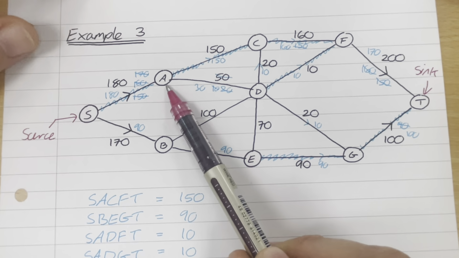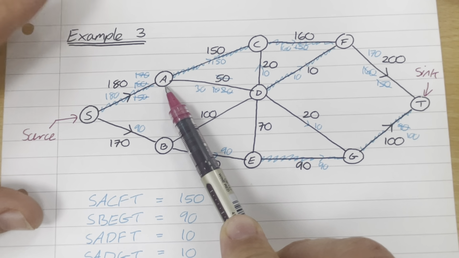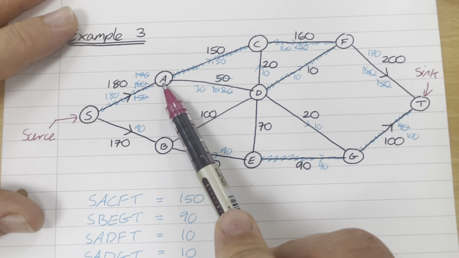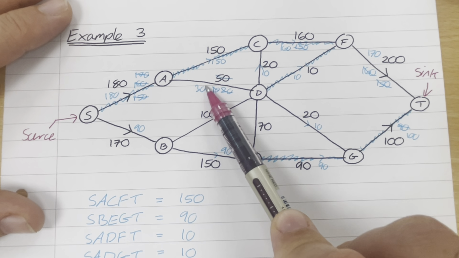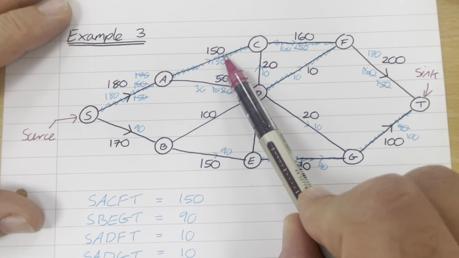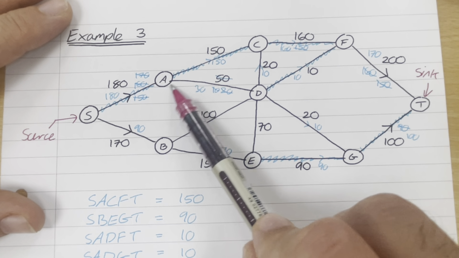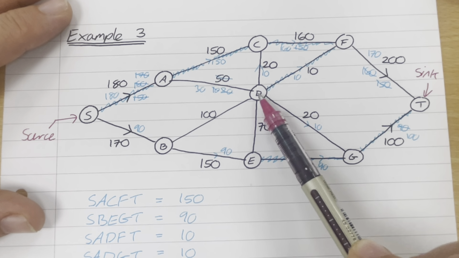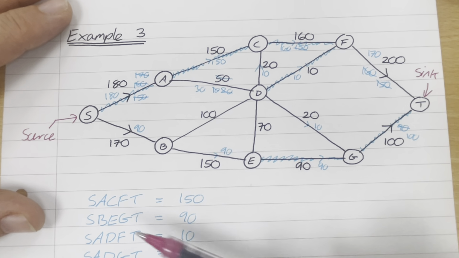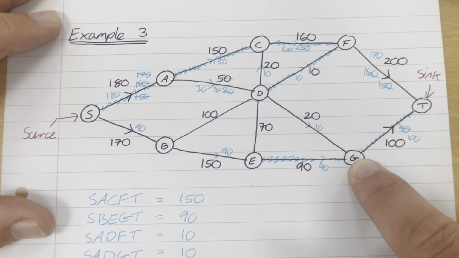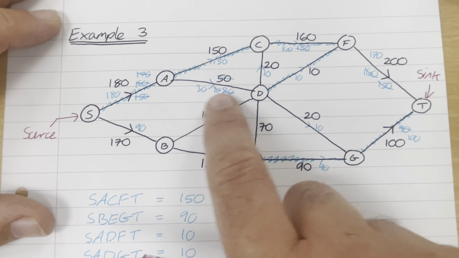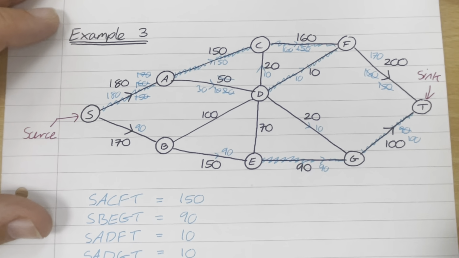So for example, let's look at node A here. My final flow is I've got 180 going into node A, and then I've got 150 and 30 coming out of node A, so that equals 180. So flow in is 180, flow out is 180. So therefore there's no net flow at A. If I look at D, I've got 30 coming in, and then I've got 10, 10, and 10 coming out. So therefore there is no net flow at D, which is what I want.